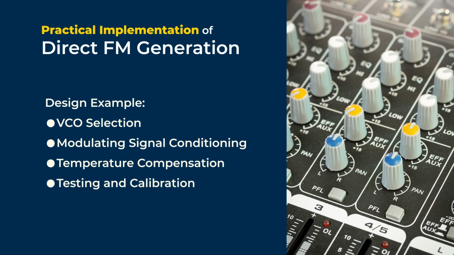Consider a simple direct FM generation system using an LC VCO. The design steps will include, first of all, the VCO selection. Choose an LC VCO with the desired nominal frequency and a stable voltage to frequency conversion factor kV. Second is the modulating signal conditioning. Design an amplifier and filter circuit to condition the modulating signal, ensuring that the amplified signal has the appropriate amplitude to produce the required frequency deviation in the VCO.